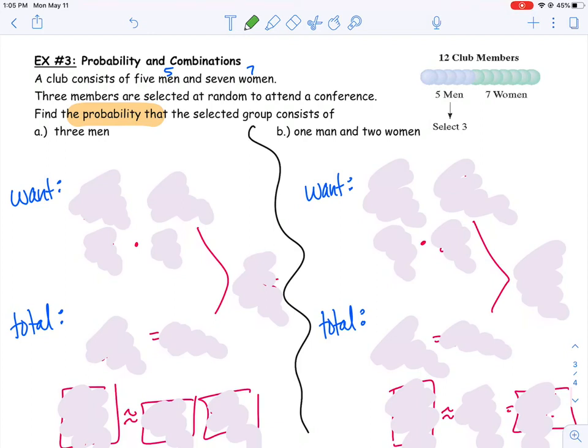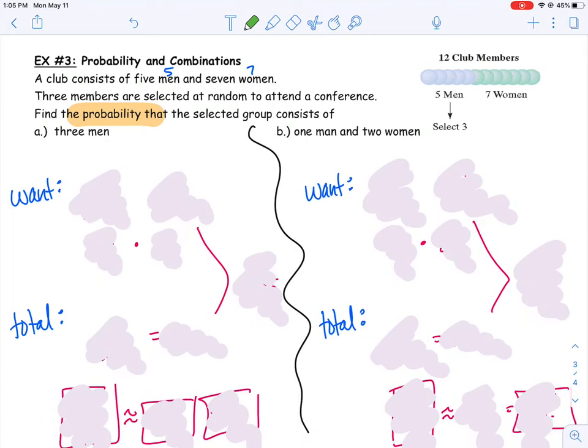All right, here's our last example. It says here a club consists of 5 men and 7 women. 3 members are selected at random to attend a conference. Find the probability that the selected group consists of A, 3 men, and then a separate problem, B, that the group consists of 1 man and 2 women. So we're going to do 2 different problems with the same kind of scenario.